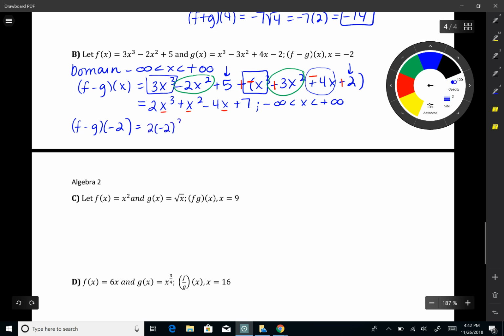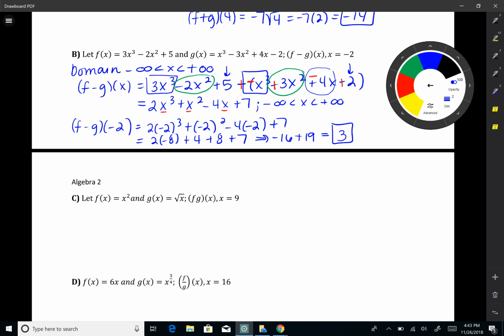2 times negative 2 cubed plus negative 2 squared minus 4 times negative 2 plus 7. All right, so that's 2 times negative 8 plus 4 plus 8 plus 7, which gives me negative 16. Let's see, 4 plus 8 is 12, plus 7 is 19. And negative 16 plus 19 is a positive 3. So that is evaluating for x equals negative 2, putting it into the difference. So here are 2 answers.